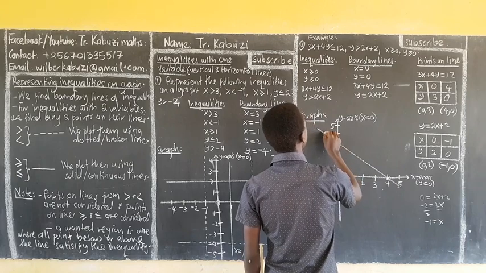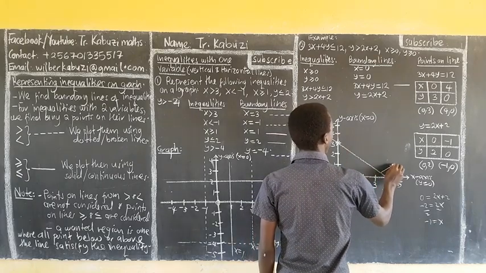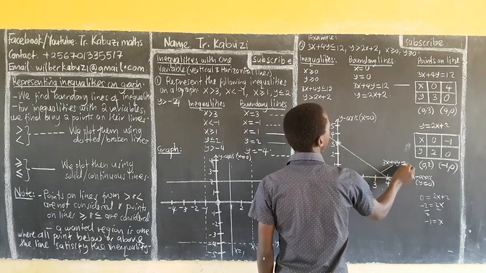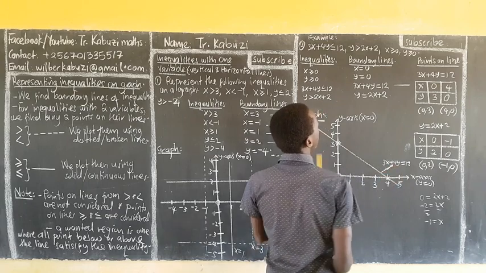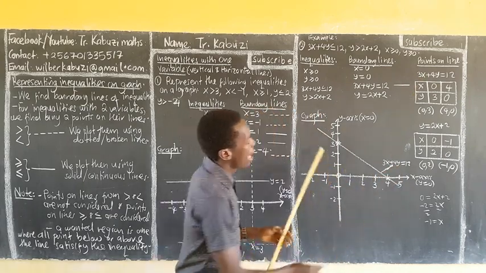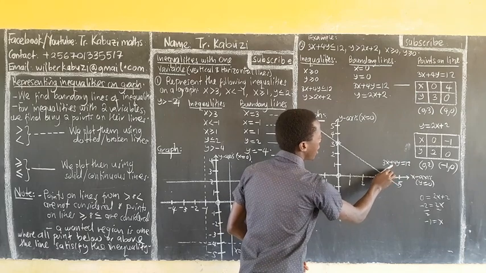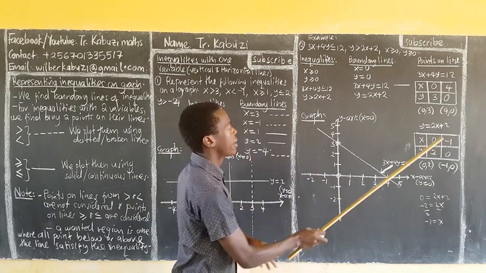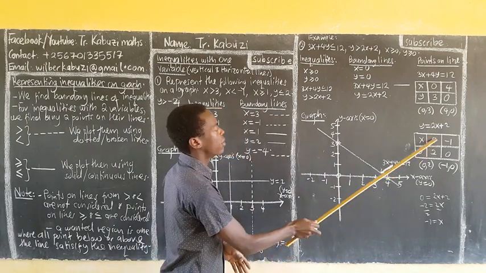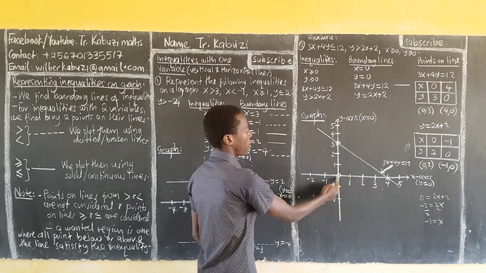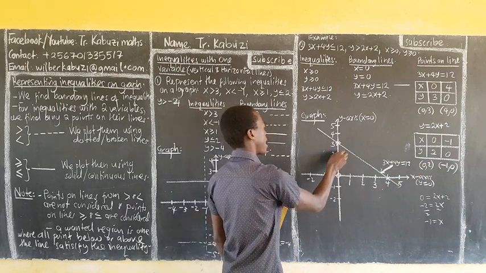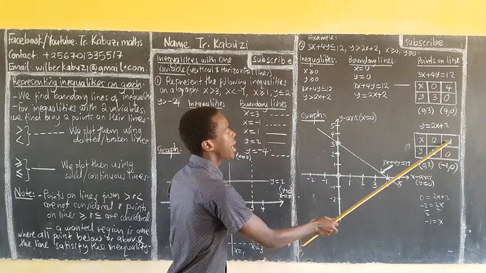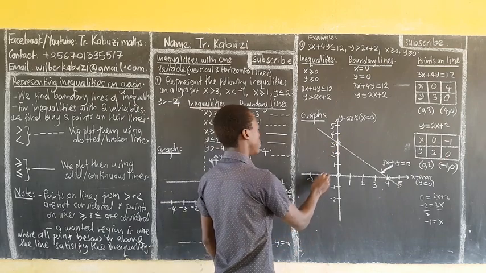So now, this is my line, 3x plus 4y equals 12. Now, I come to the next one, which is y equals 2x plus 2. The points I have are (0, 2), which is 0 on x and 2 on y, which is there. Then I have another one as (-1, 0), which is here.